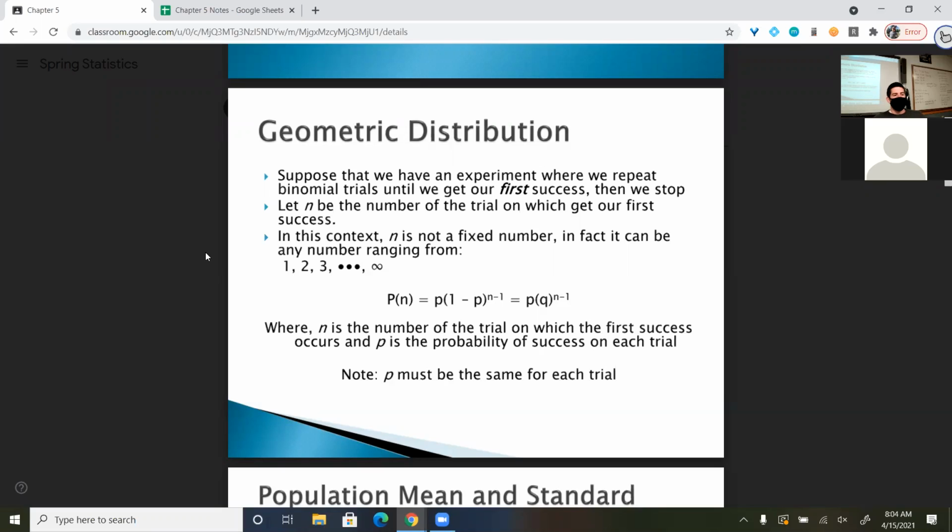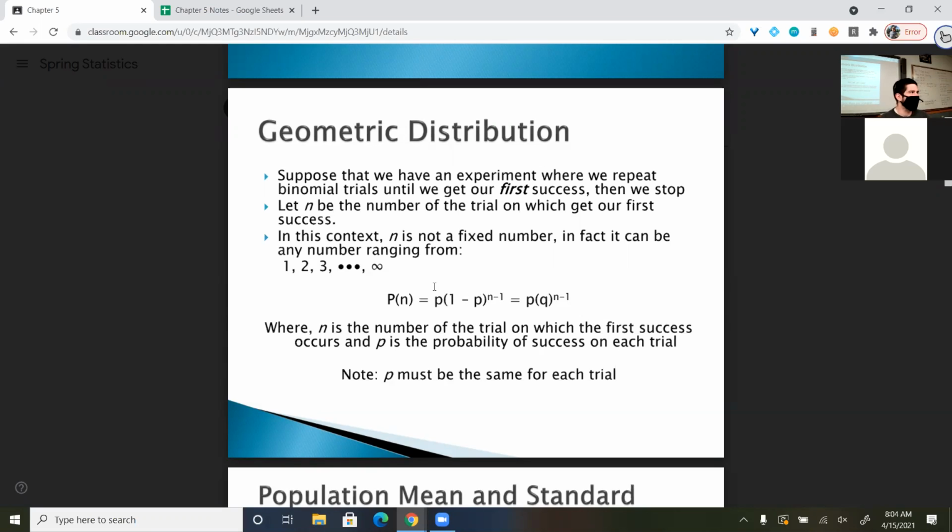So you're going to know that it's geometric because the question is going to be asked, what's the probability that we succeed on the 5th try? So you're stopping after the 5th try because we're assuming that you have succeeded. Now the formula we're going to be using is right here. It is the probability of success times the probability of failure to the power of n minus 1.